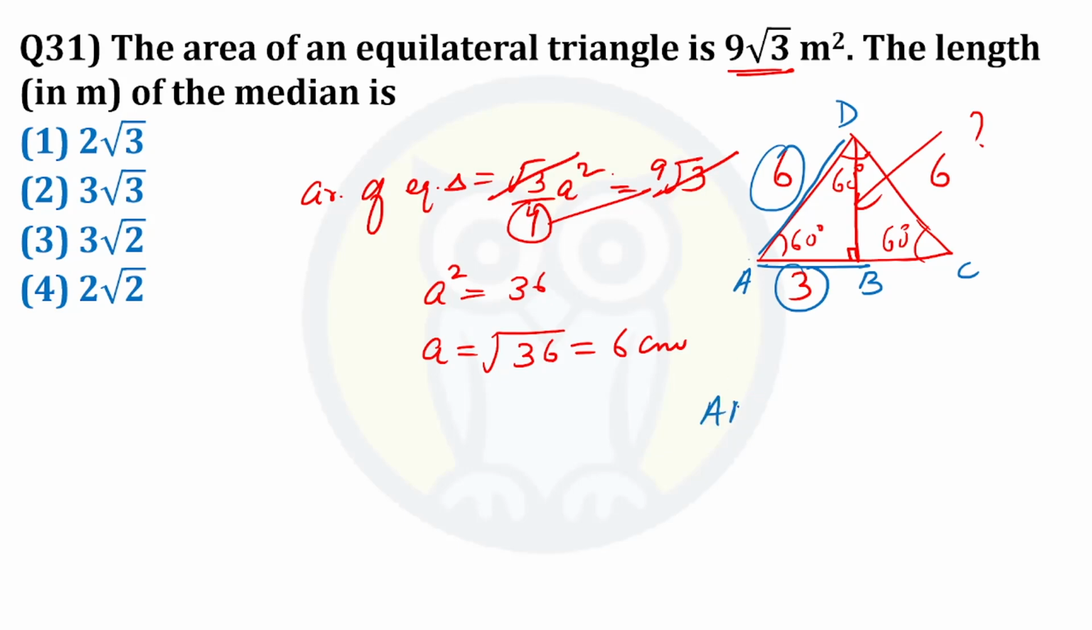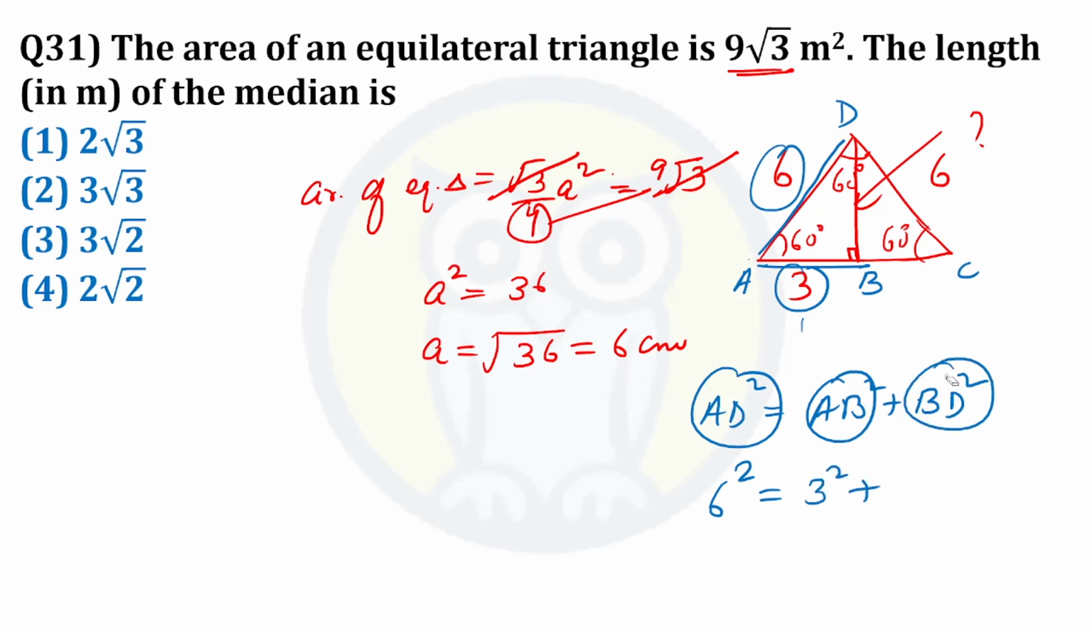AD square is equal to AB square plus BD square. AD square is 6 square, AB square is 3 square, and BD square is what we need. So 6 square is 36, and 3 square is 9. 36 minus 9 is equal to BD square, which is 27.